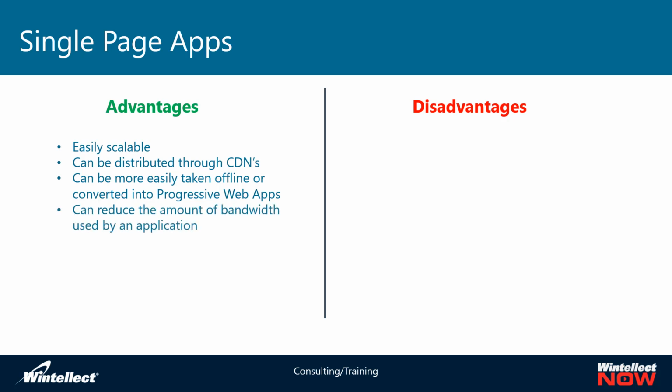And fourthly, it can reduce the amount of bandwidth that is used by an application. When you have an application with a lot of data and you're going back and forth over the wire with a traditional web app, the number of requests that go back and forth when an entire page is being rendered can be rather heavy. But if you're just requesting a snippet of data, it can reduce the amount of bandwidth used by your application. Now, there are some disadvantages to this.